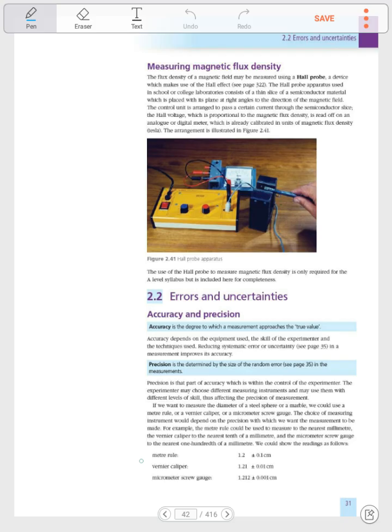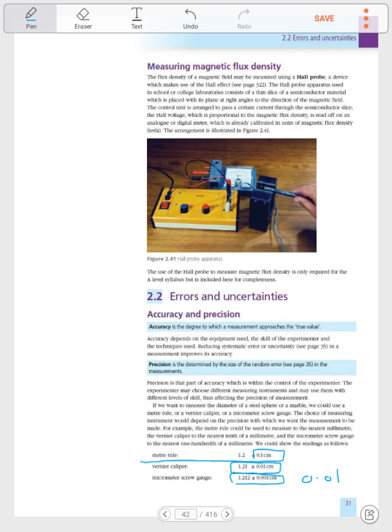For a meter rule, the error is 0.1 centimeter, which is 1 millimeter. For a vernier caliper, 0.01 centimeter, which is 0.1 millimeter. For a micrometer screw gauge, it is 0.001 centimeter, which is 0.01 millimeter.